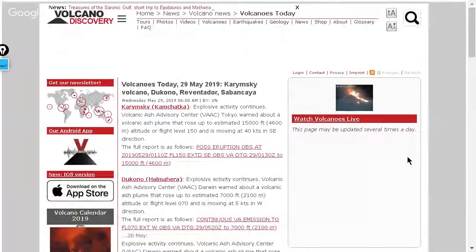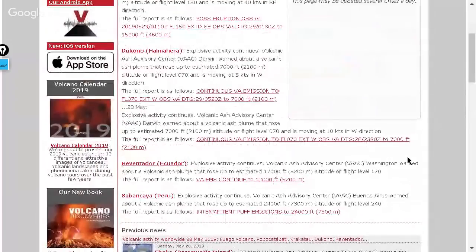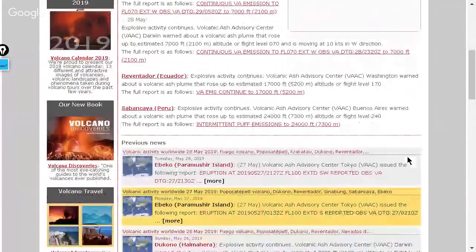Volcano rundown. Karymsky producing a 15,000-foot ash plume. Dukono producing a 7,000-foot ash plume. Continuous emissions and explosive activity. Reventador producing a 17,000-foot ash plume. Sabancaya. Don't pole vault over Sabancaya, folks. Don't, if there's a zip line going over Sabancaya right now, don't take that zip line, as there is explosive activity in a 24,000-foot ash plume. It would be unwise.